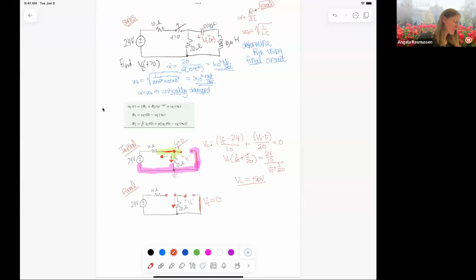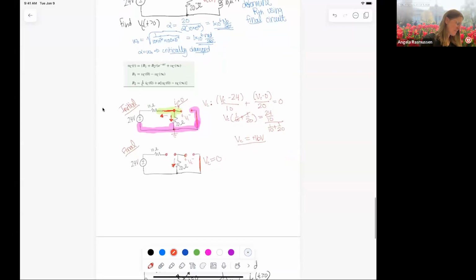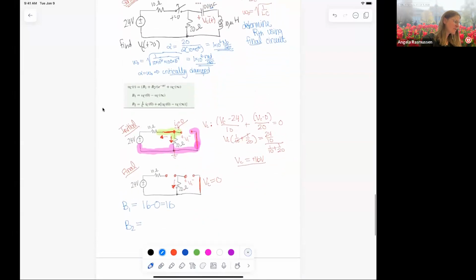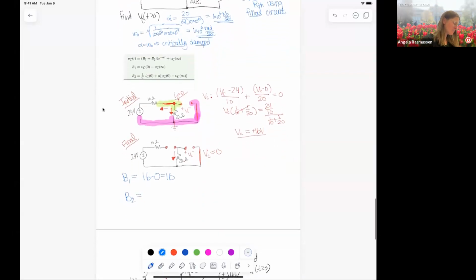Okay, so now we can plug these in to the actual equation. So B1 is VC of zero, which was 16 minus zero. So that's just 16. B2 is going to be 1 over C, which was 100 nano.